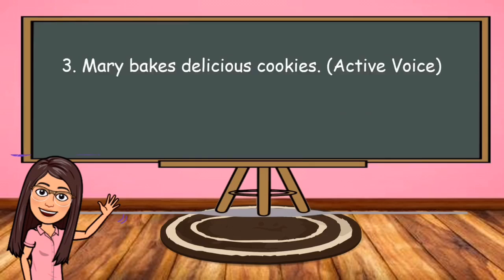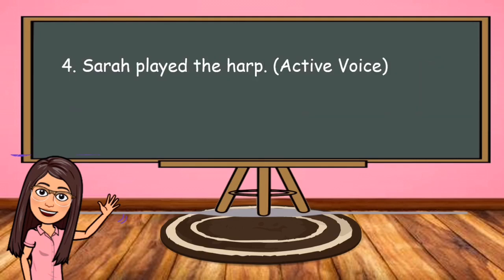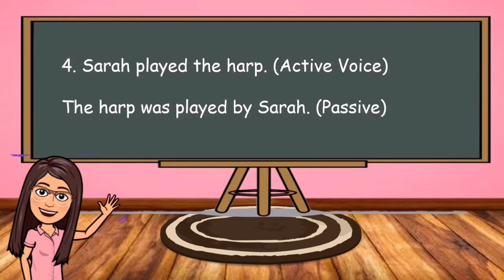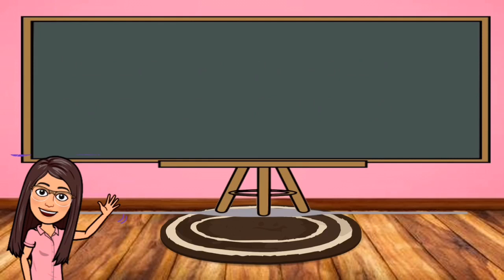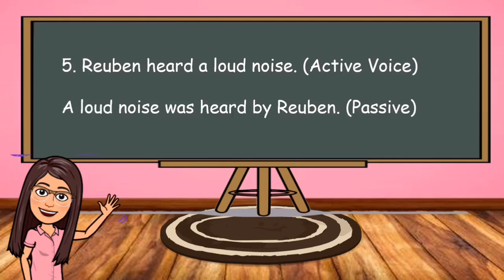Number 3. Mary bakes delicious cookies. The correct answer: delicious cookies are baked by Mary. Number 4. Sarah played the harp. The correct answer: the harp was played by Sarah. For number 5, Reuben heard a loud noise. Correct! A loud noise was heard by Reuben.